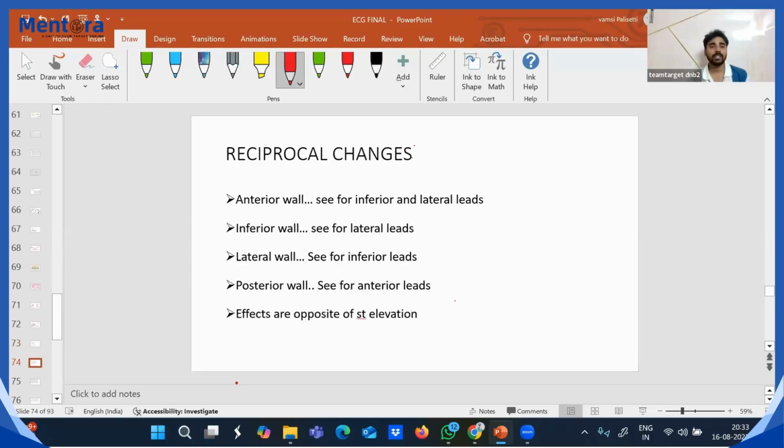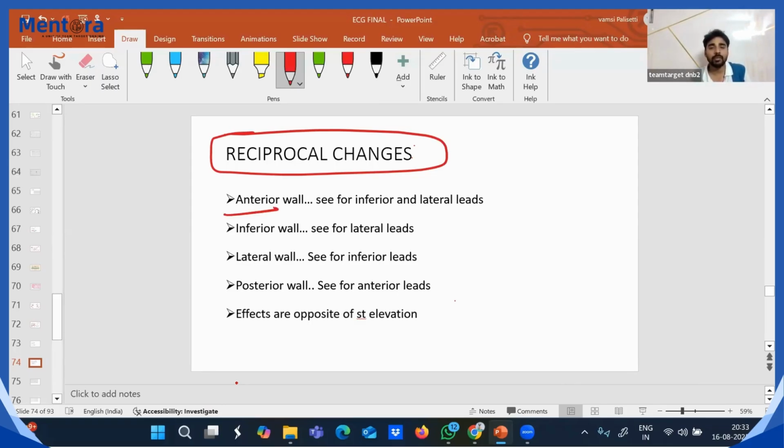Then reciprocal changes. This is the way to confirm whether it is an MI or not. Very, very important thing. So how will you confirm MI? If any part of the territory of the ventricle undergoes infarction, it will produce some ischemic currents that are seen as ST elevation. The opposite wall will have reciprocal changes. Those reciprocal changes you have to see, and based on that only you will confirm MI. So where will you see reciprocal changes?